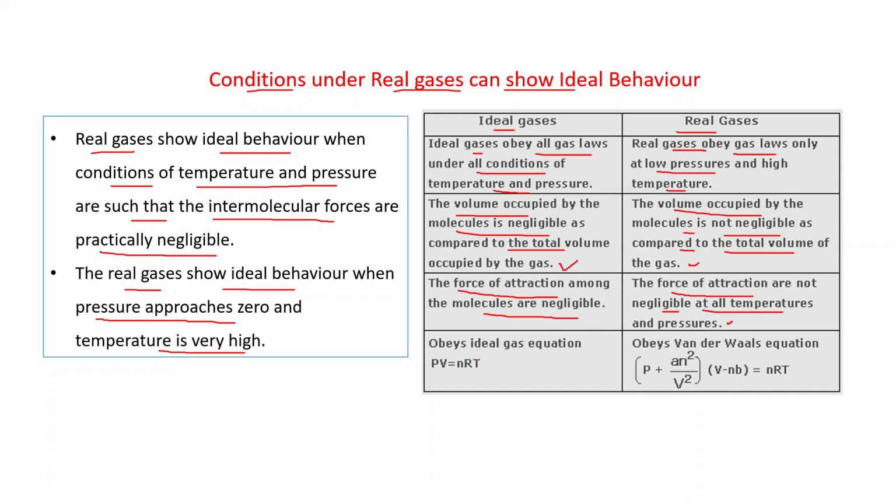An ideal gas obeys the ideal gas equation, PV = nRT, while real gases obey the van der Waals equation, (P + an²/V²)(V - nb) = nRT.